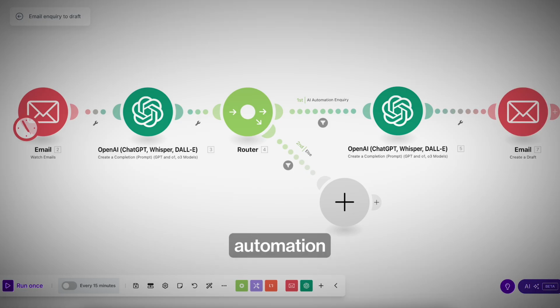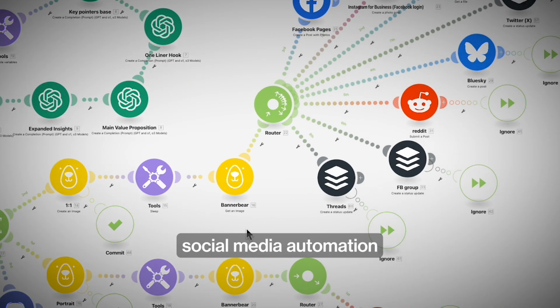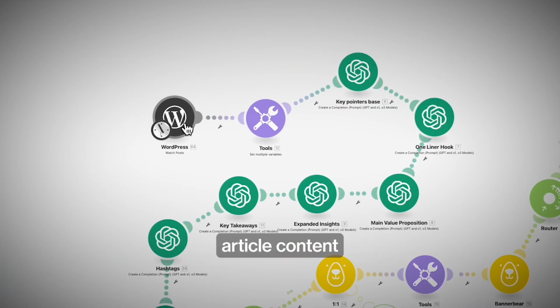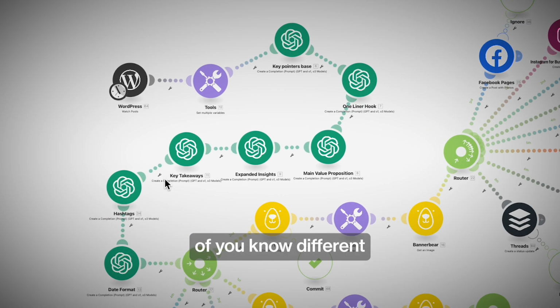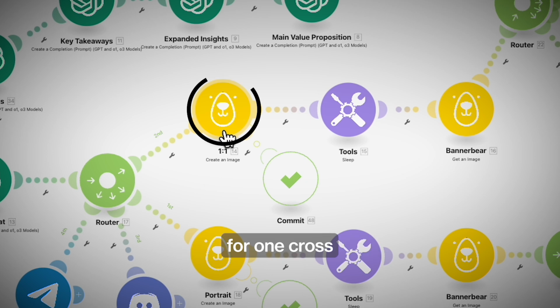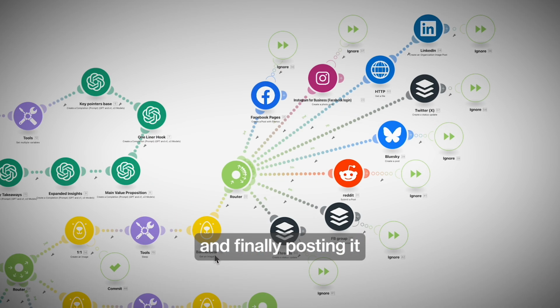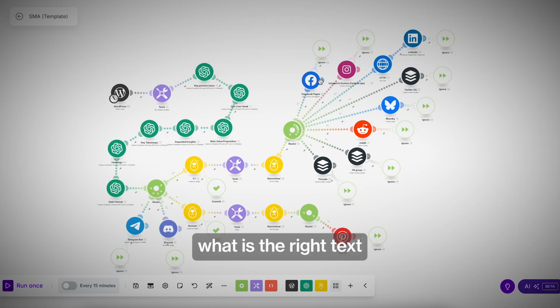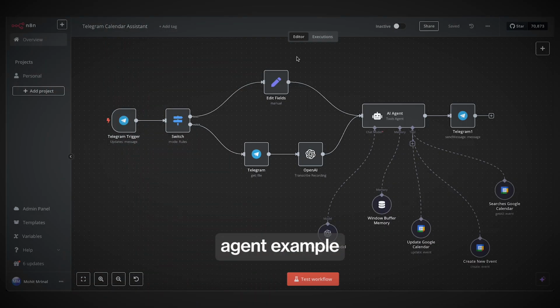Another complex automation example could be a complete social media automation where I'm taking a new WordPress article content. It is rewriting different parts of different social media content, making images for 1x1 and portrait, and finally posting it across different social media channels based upon what is the right text for each platform. For example, hashtags might be irrelevant for maybe Bluesky, but it is very relevant for Instagram and things like that.